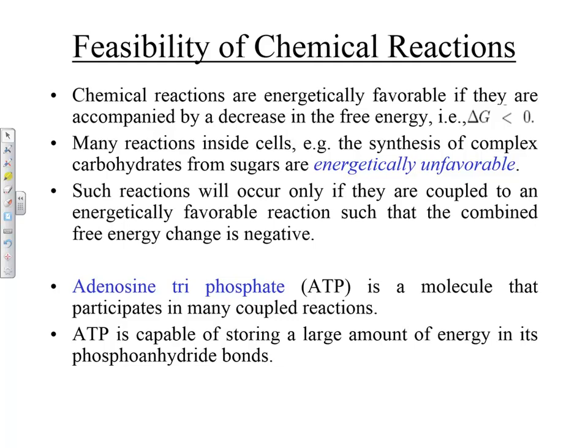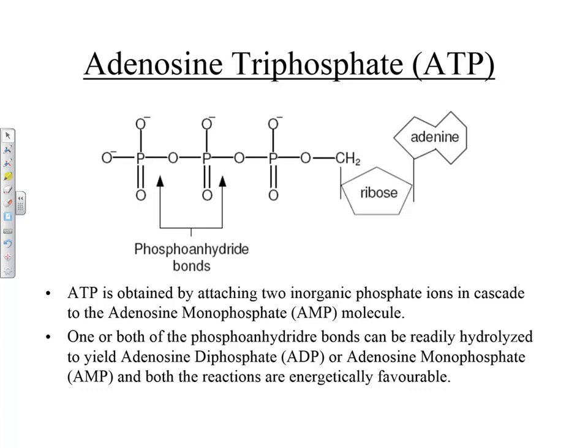So we introduce these phosphoanhydride bonds for a reason. Take two inorganic phosphate ions. You remove a water molecule between them. You link the two of them together with a high energy bond, that is the phosphoanhydride bond. And the schematic diagram of a typical ATP molecule is shown here. This is adenosine triphosphate.